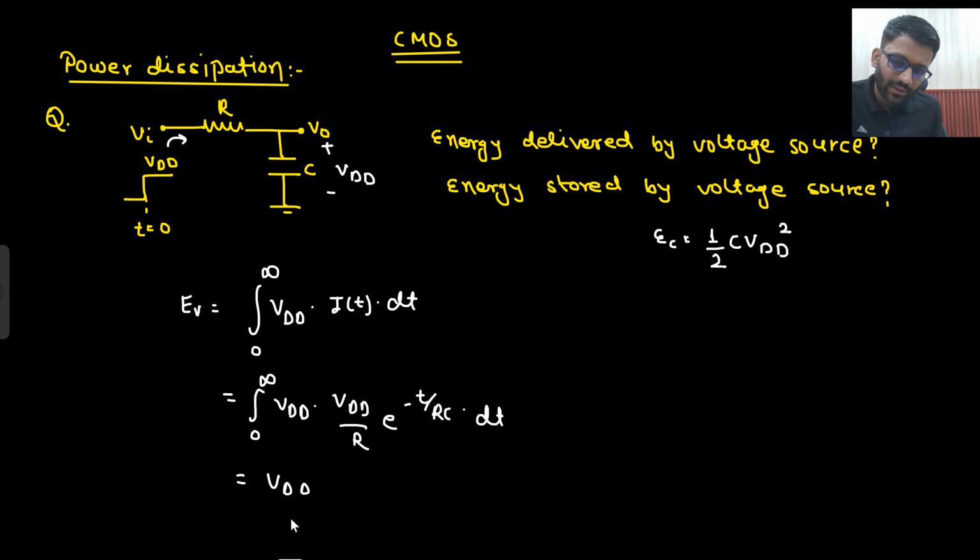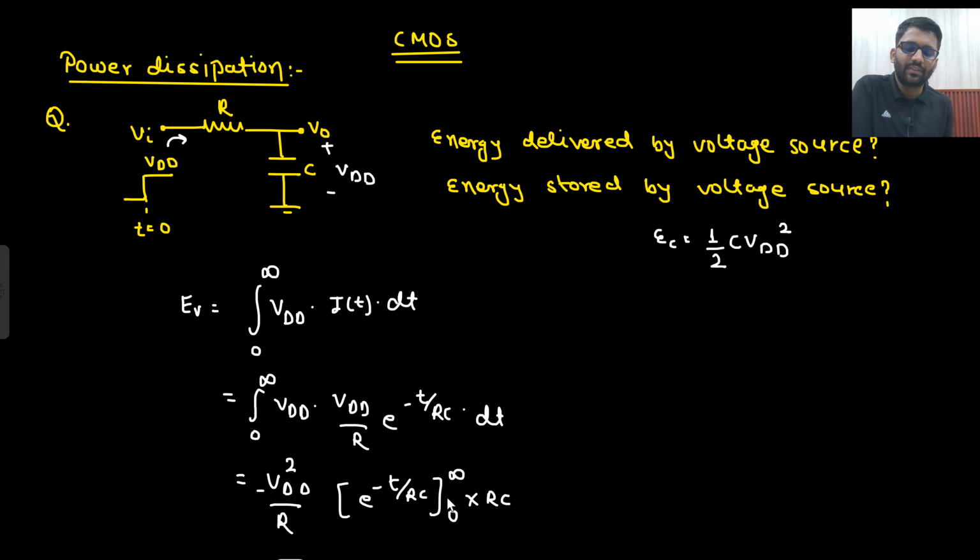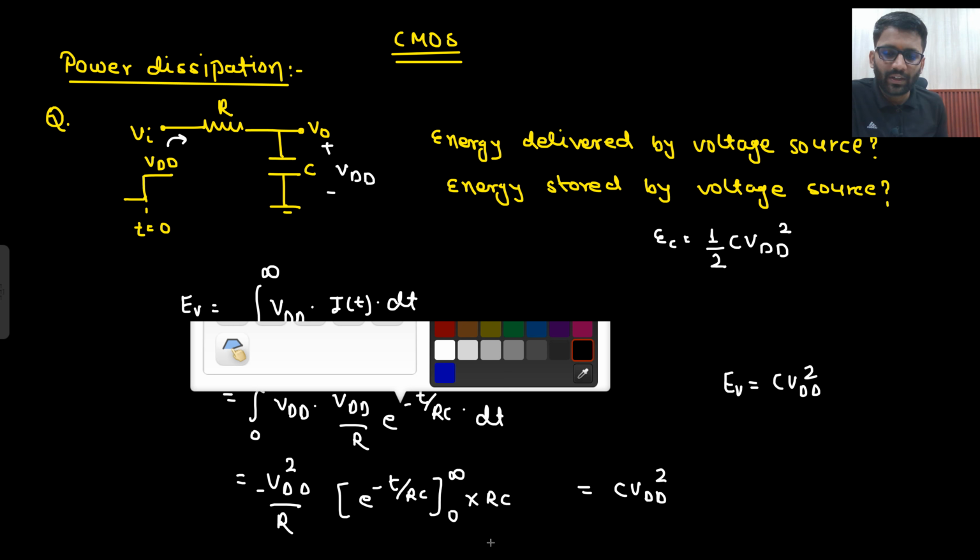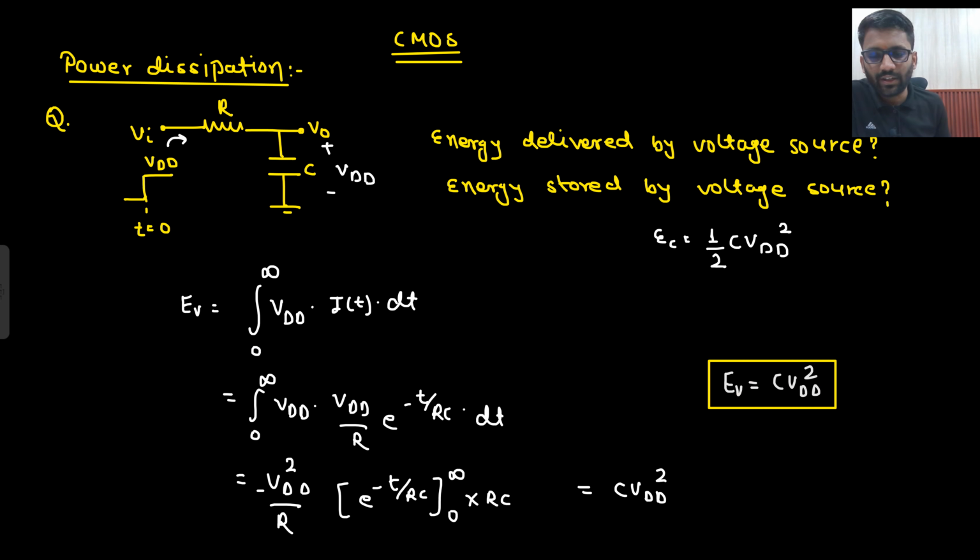If you solve this, what are you going to get? VDD square by R, and then R square C you are going to get here, VDD by R and e to the power minus T by RC, 0 to infinity. There will be a minus sign as well, and here there will be RC coming. So this and this will get cancelled, then you can put the values. What you are going to get here is C VDD square. Right? So energy supplied by the voltage source will be C VDD square.